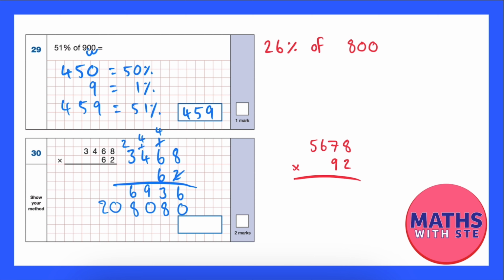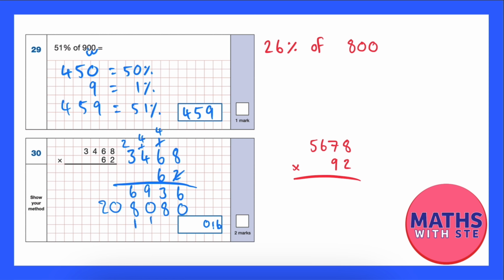Now I need to add these up. When I add these up, I'm going to stick them straight into the box, okay? So 6 add 0 is 6. And 3 add 8 is 11. I'm just going to stick that 1 there to remind me. And 9 add 0 add 1 is 10. So that's going to be 0 there and 1 left over here.